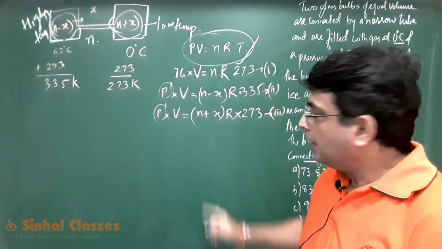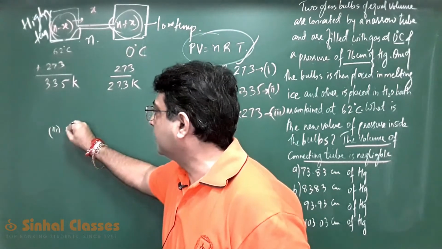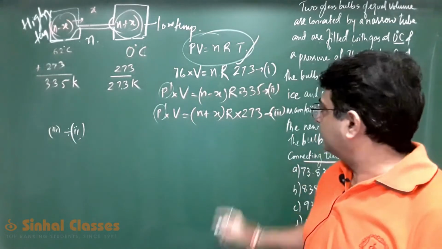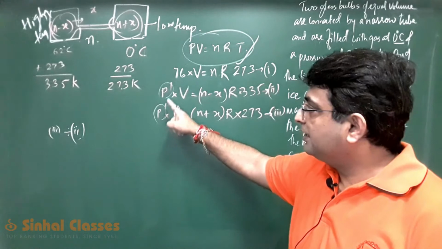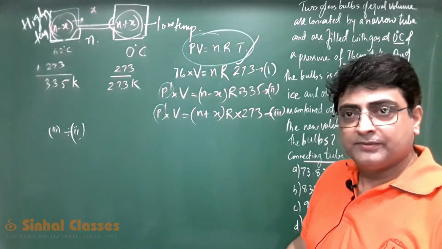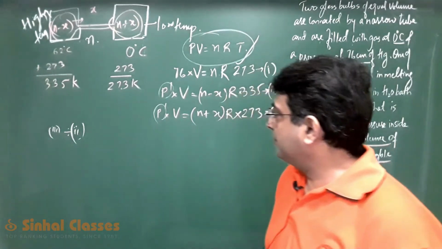Yes, why not? So now when I go for it, what do I consider? Take the ratio. Suppose I divide 3 and 2. Let's divide 3 by 2, third equation by 2. So now if I divide this, P dash V will get cancelled in that case. Are you getting it? So now I can equate both of them.